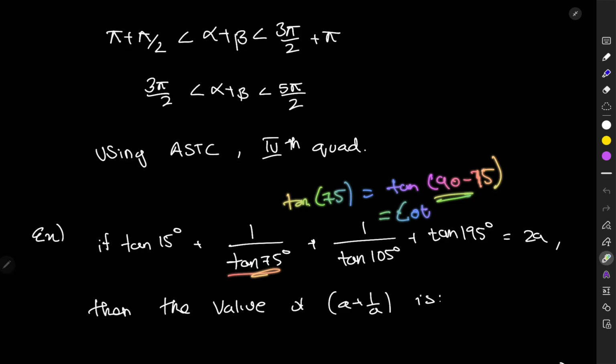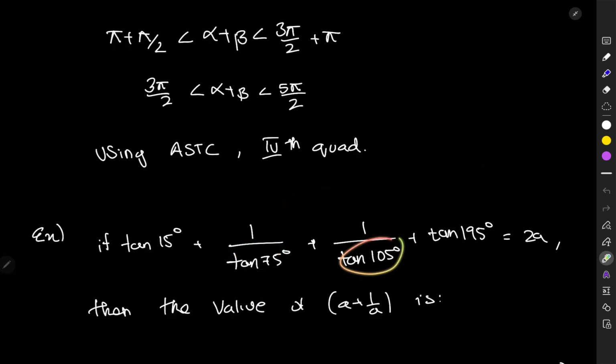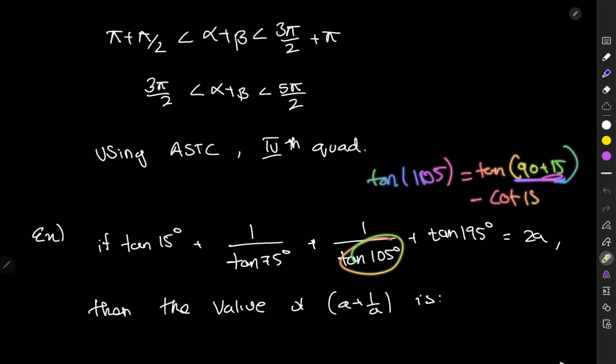First quadrant, so there is no problem. Tan 15, right? So I can change this into cot 15. Similarly, I can write tan 105 as tan 90 plus 15, which will lie in the second quadrant, so minus cot 15. So I can substitute it here.